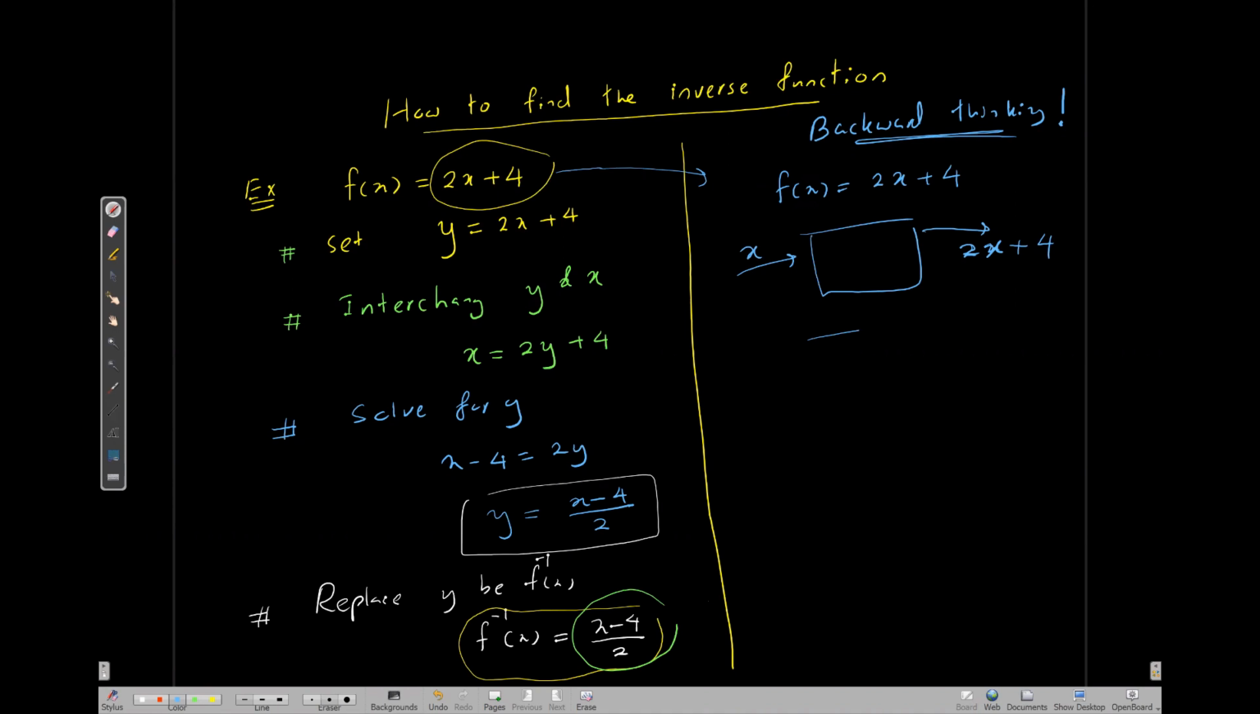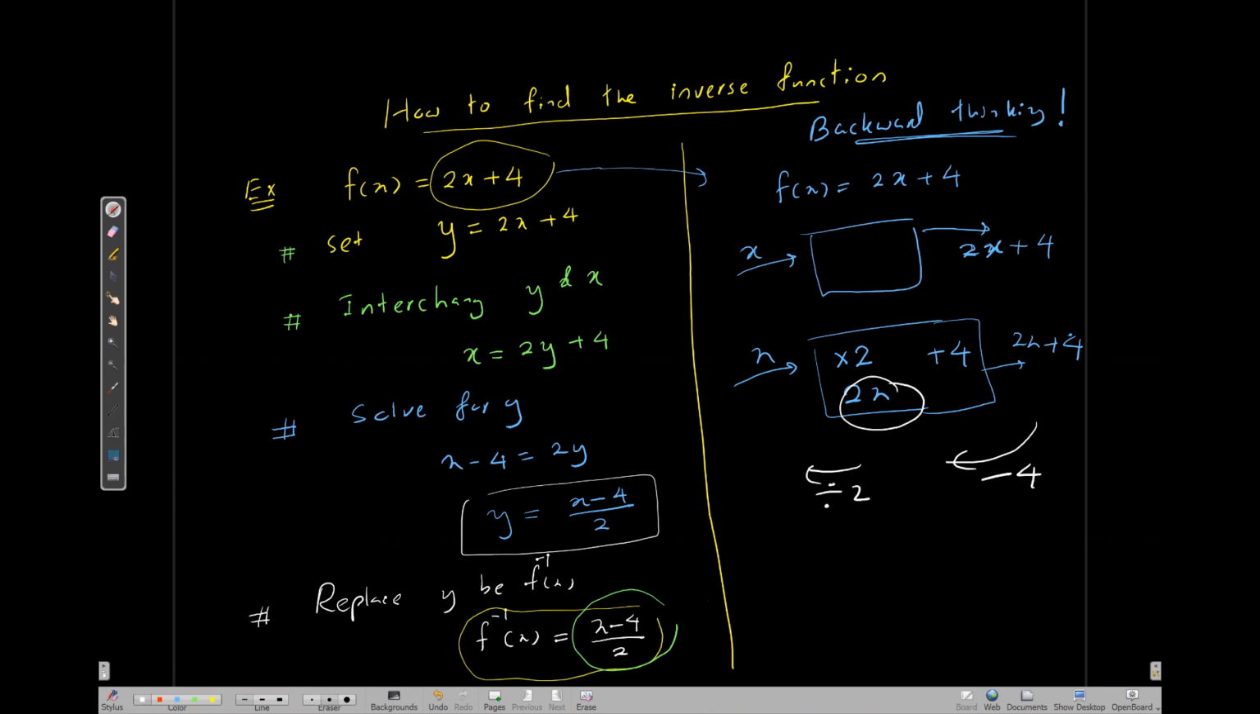Now let's investigate, let's draw the machine inside. What happens here is multiply by 2 first and then add 4. So you throw x, you multiply by 2, so you get 2x, and you add 4, you get 2x plus 4, right? In order to reverse this, the first thing you need to do is minus 4, then you will be here, then divide by 2, right? So first thing, minus 4, so your f inverse of x is going to be, your variable is x, minus 4, and then the whole thing divided by 2.